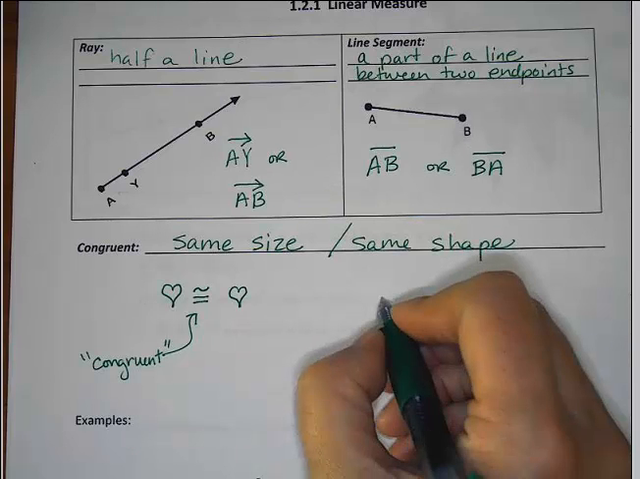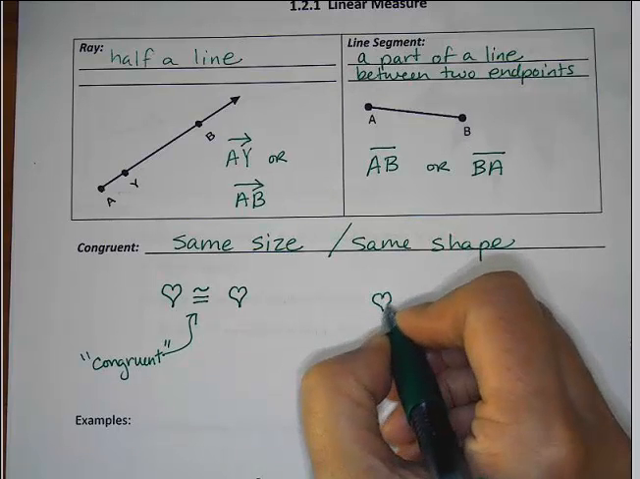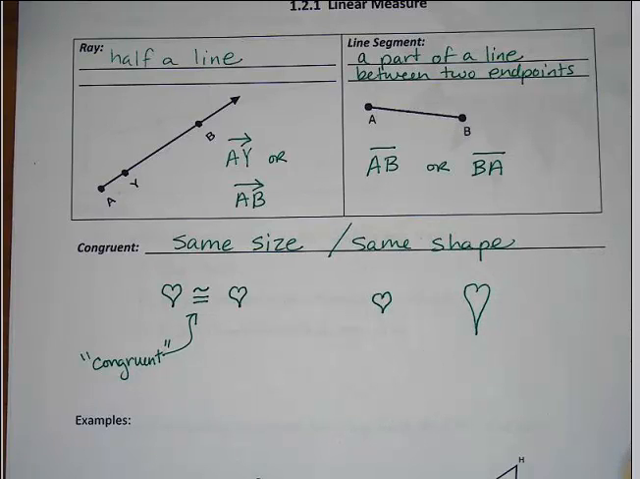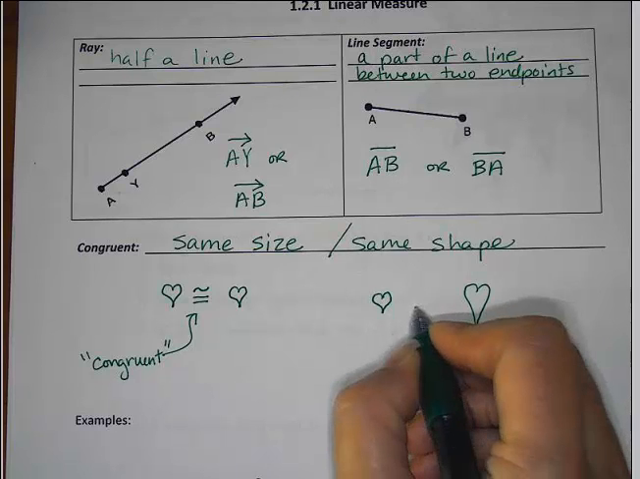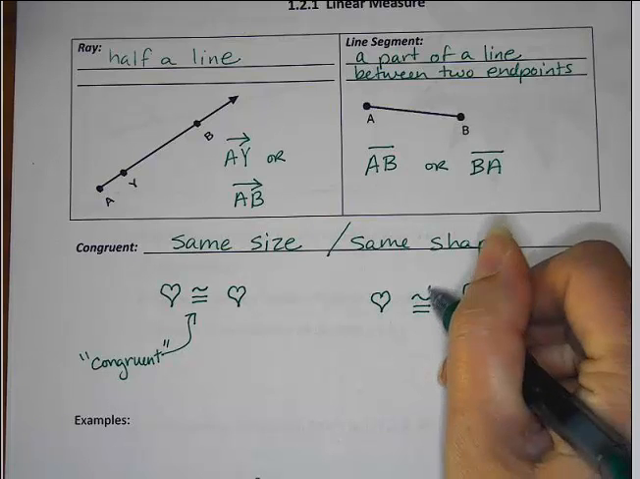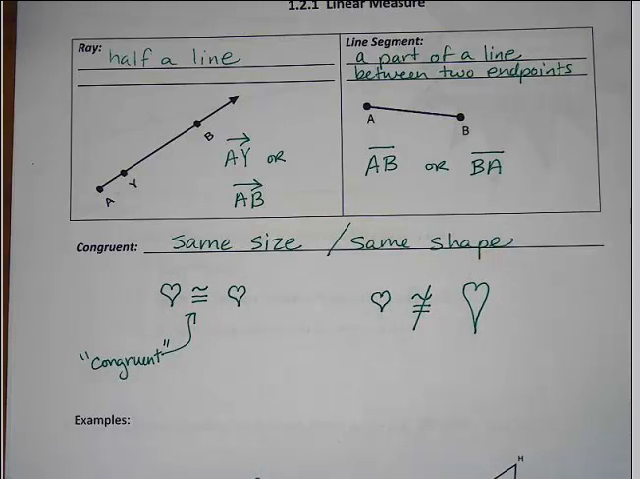An example of not congruent would be a heart and then maybe a bigger, elongated heart. Definitely not the same size, and you could argue maybe not the same shape. These are not congruent. I use the symbol for not congruent by drawing the symbol for congruent and slashing through it, a lot like not equal to. So congruent means same size and shape.